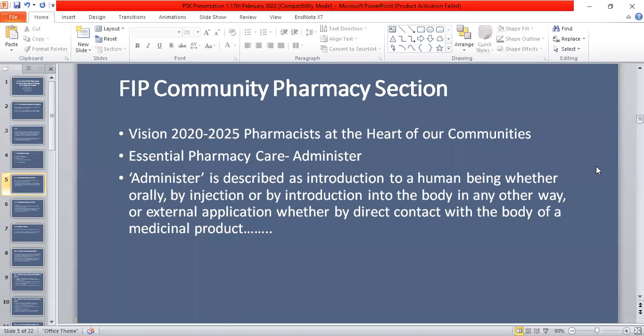You're well aware that most of the products or services that we give would normally be products where patients would normally take them at home or at their own convenience. But we're saying here that over and above just dispensing, we need to be capable. We need to be capable and competent to administer and provide these other services and products.